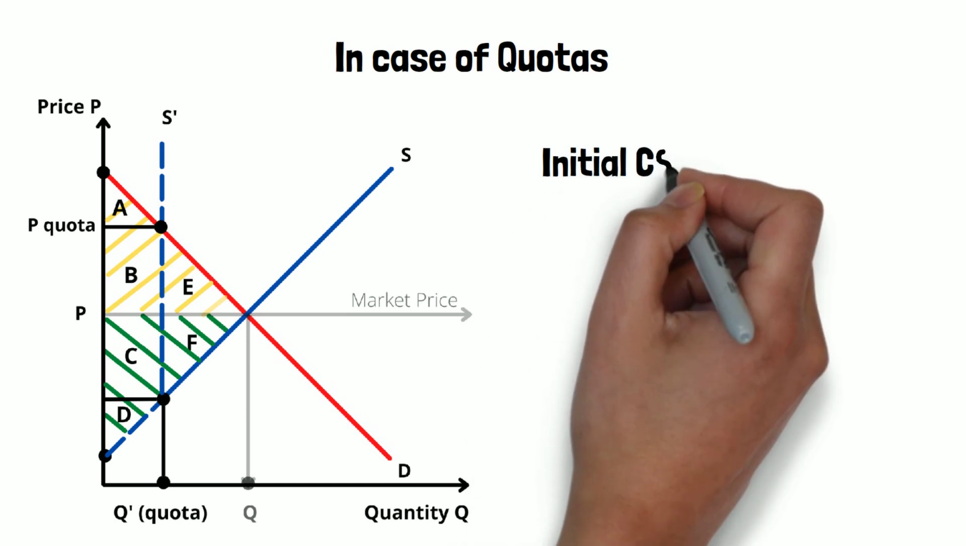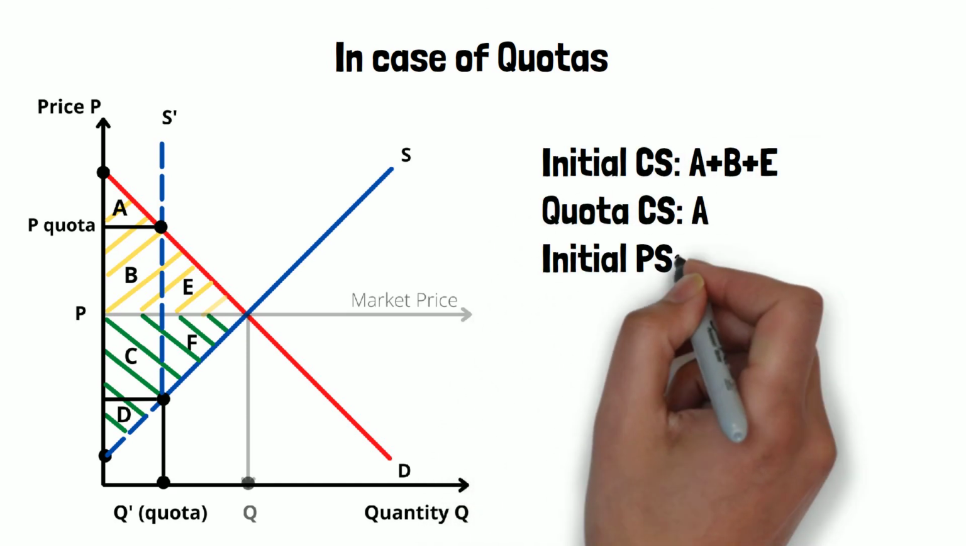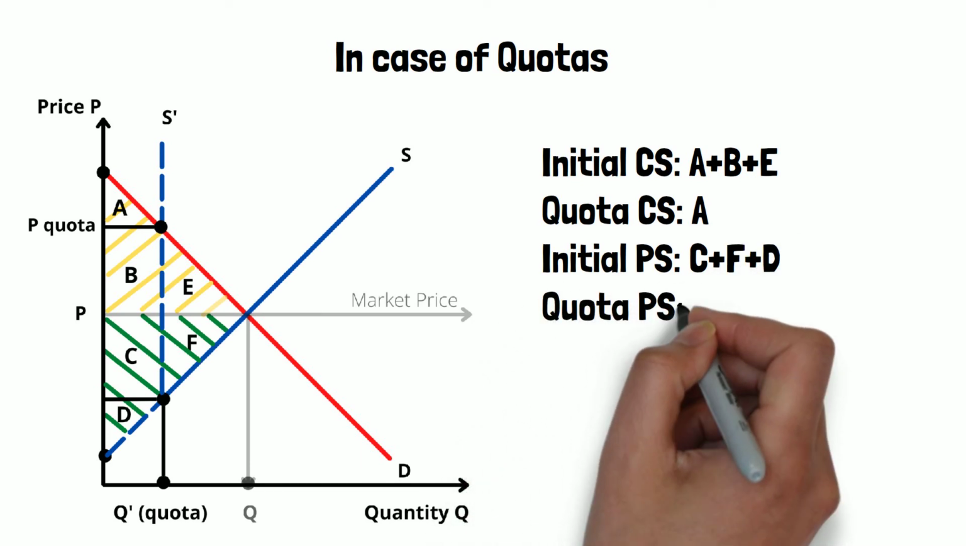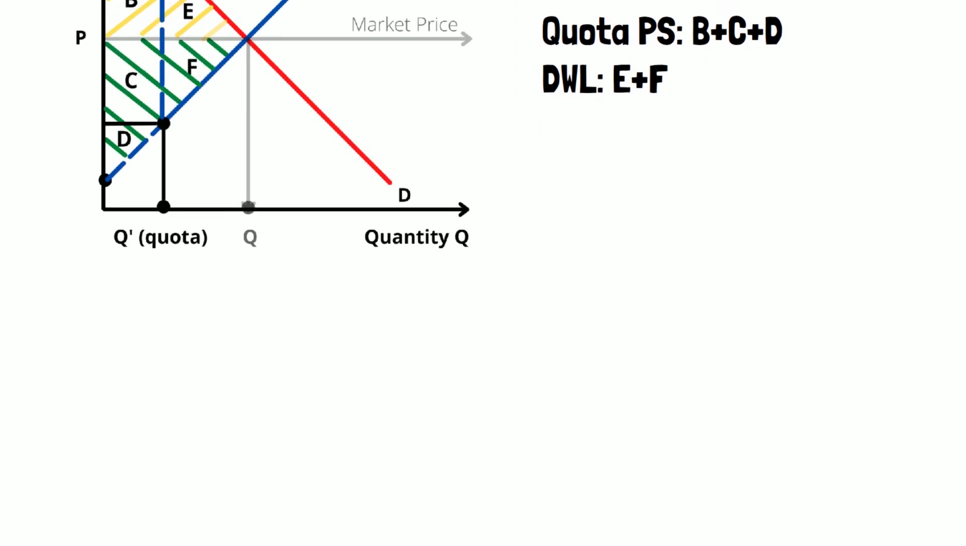But what is the impact of the quota? The consumer surplus in the initial situation was A plus B plus E. The consumer surplus after the quota is only A. The producer surplus in the initial situation was C plus F plus D. The producer surplus after the quota is B plus C plus D. Areas E and F are the deadweight loss as a result of the quota. This deadweight loss is derived from the people that would have bought tomatoes before the quota, but no longer do so due to the increase in price the consumers have to pay.